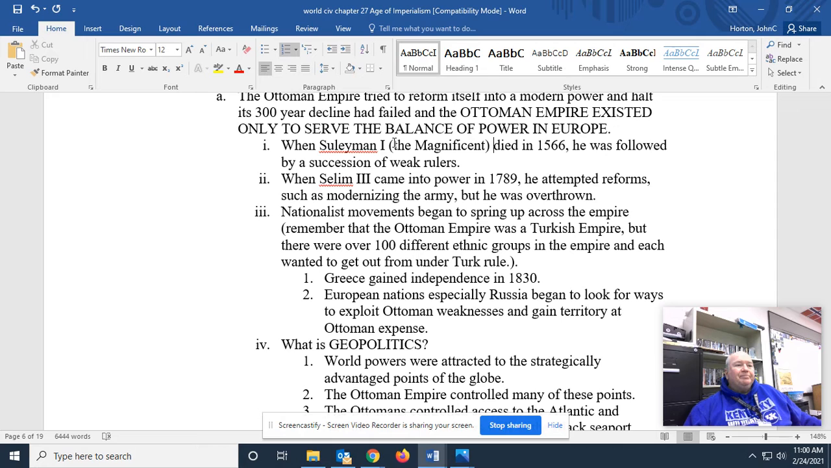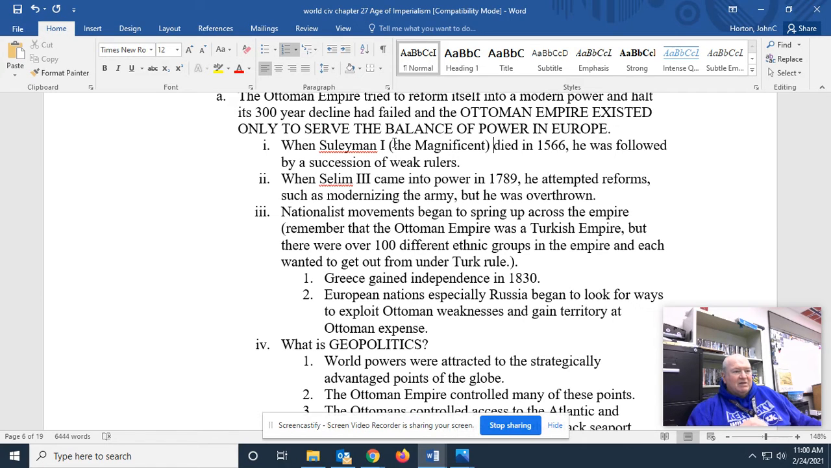But anyway, when he died in 1566, he was followed by a succession of weak rulers. For example, the man who succeeded Suleiman the Magnificent was Selim the Sot, S-O-T, which means he was a drunkard. That's the kind of leadership the Ottoman Empire had, and it just kept getting worse. When Selim III came into power in 1789, he attempted reforms such as modernizing the army, but he was overthrown. Nationalist movements, those independence movements, the Arabs, the Persians, the Iraqis, the Armenians, the Lebanese, rose up across the Ottoman Empire.